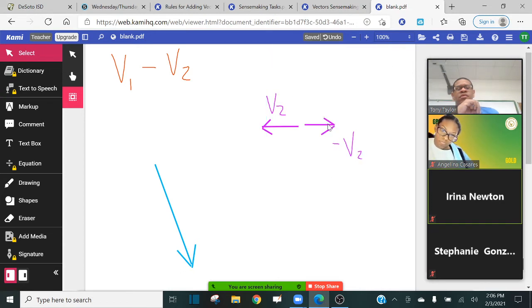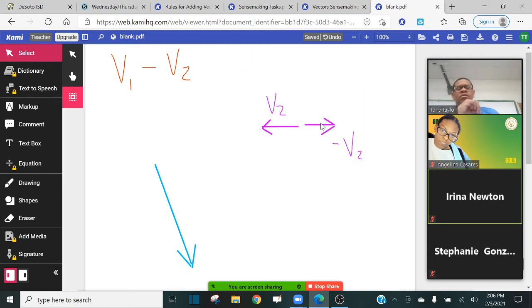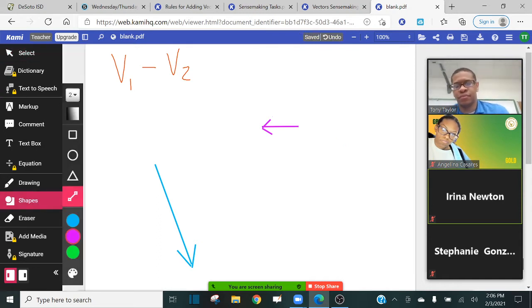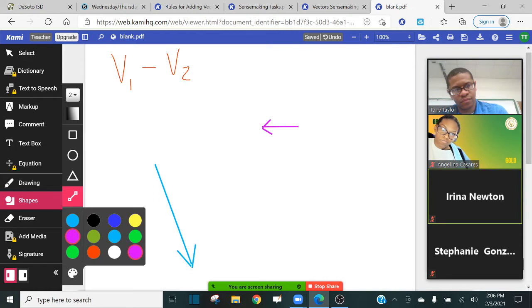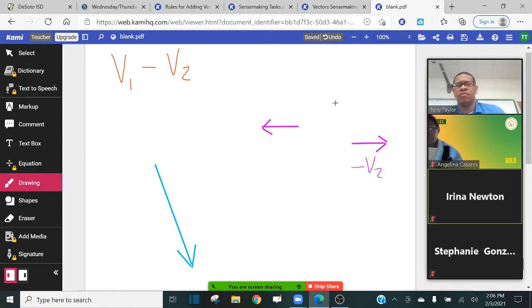I don't know why it's not there. This is a problem. Come on. Okay, so that's negative V2.